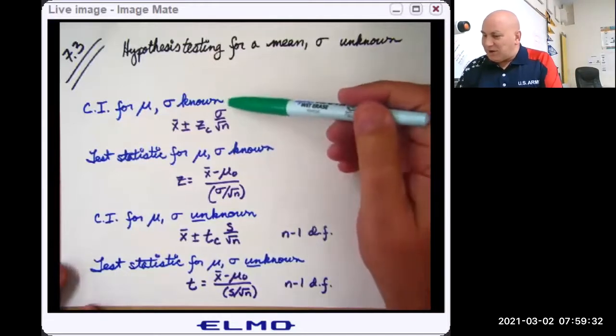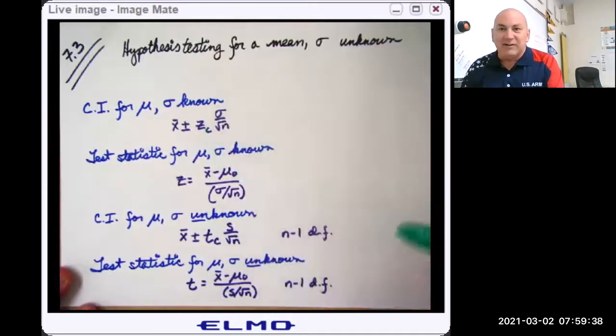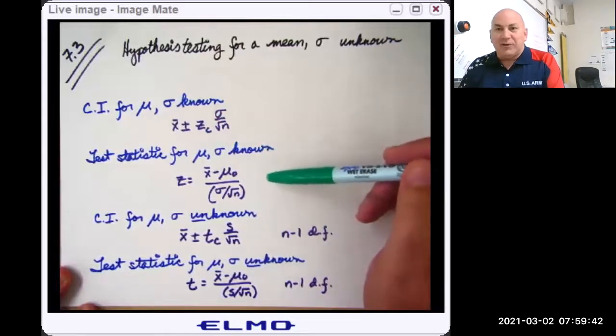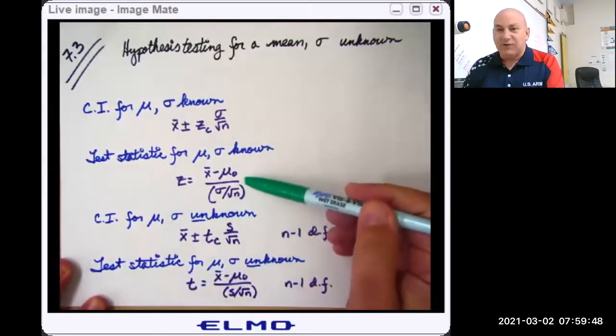So we have a confidence interval for mu. We knew sigma. Here was the formula we used. Notice the z and the sigma team up. And when we were doing a hypothesis test, we calculated our z statistic, which was this.